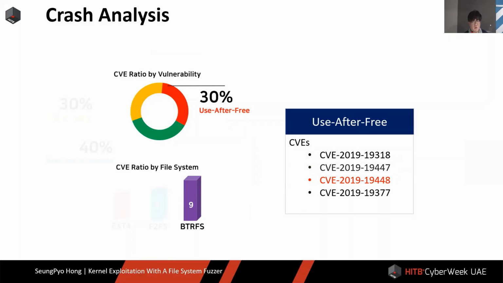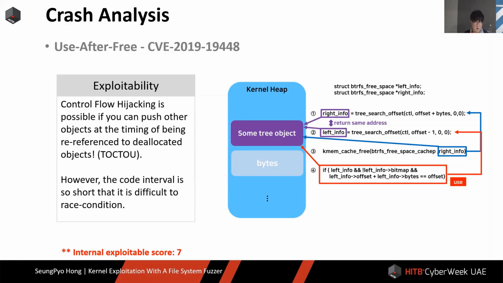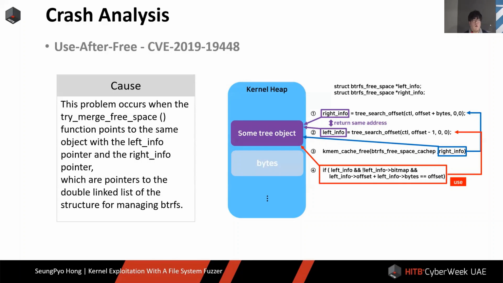Next is the 19448 vulnerability. This vulnerability occurs in the btrfs try merge free space function. There are 2 pointers, right info and left info, inside the function. It is a UAF vulnerability that occurs by manipulating the file system image, causing the 2 pointers to point to the same object, and after the right info object is freed, referring to the same address.